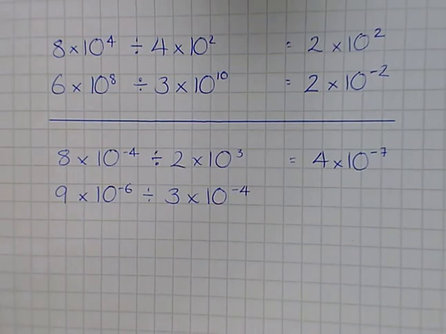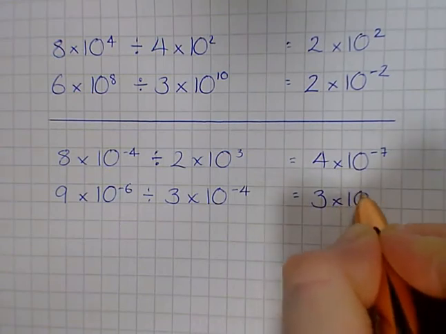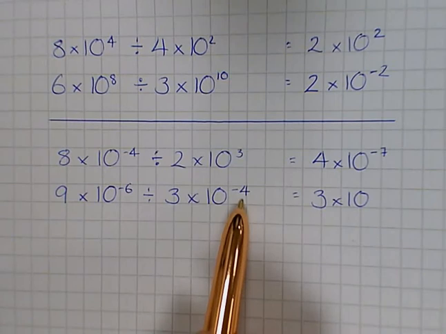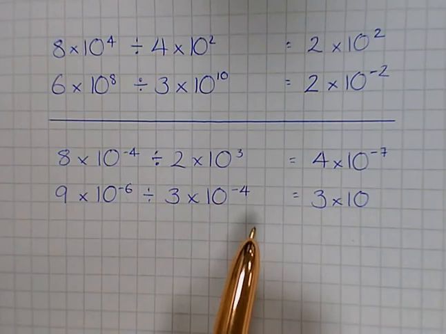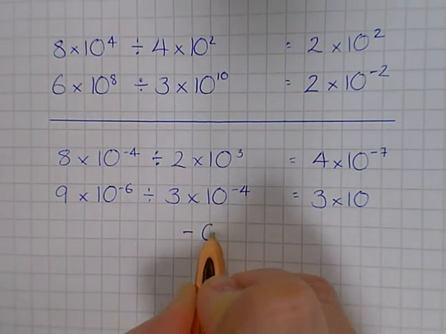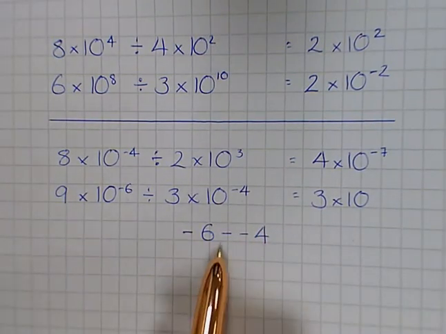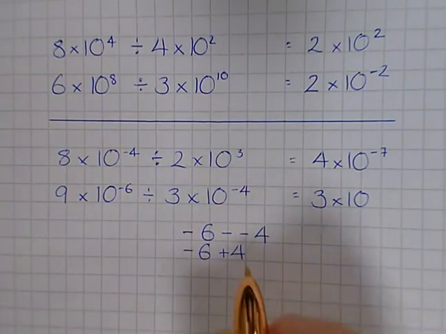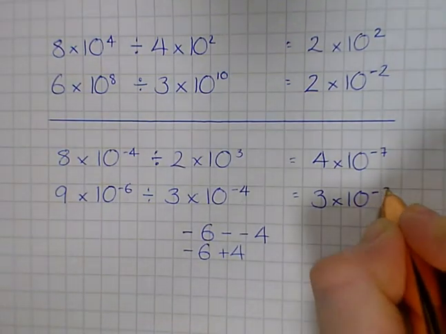Then with the second example, I've got 9 divided by the 3, that's going to give me 3, times 10, and this time I've got negative 6 and negative 4. So I'm going to have negative 6, subtract negative 4. When we're subtracting a negative number, what actually happens is we end up adding the two numbers together. So we've got negative 6 plus 4. Now negative 6 plus 4 is going to give me negative 2.